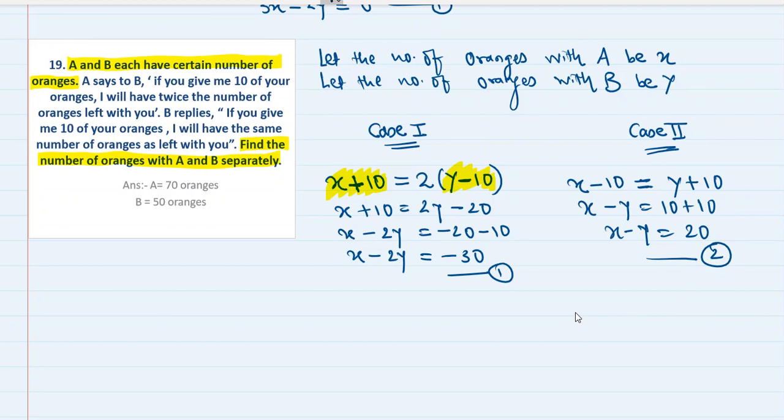Okay, so you solve these two equations, get the values of X and Y, and check the answer which is provided over here. Okay, pause the video and solve it right now.